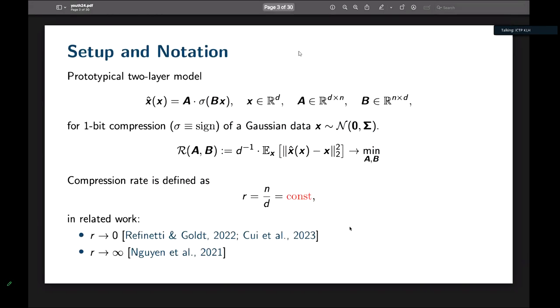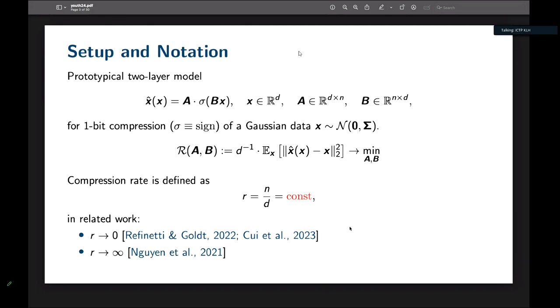Okay, to be more precise mathematically, we look at the prototypical two-layer model. So we take our input signal X, we project it, depending on the dimension, even to a higher space, then we apply a nonlinearity, and then we linearly transform back. What is important here is that we will look at the case when the input data is Gaussian, with mean zero and some covariance sigma, and we will fix the activation to be a sine activation, which corresponds to one-bit compression of signal X.